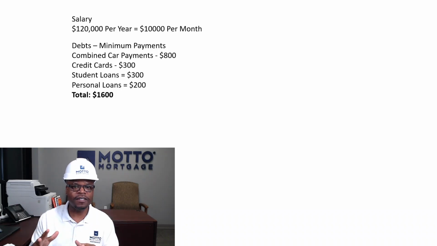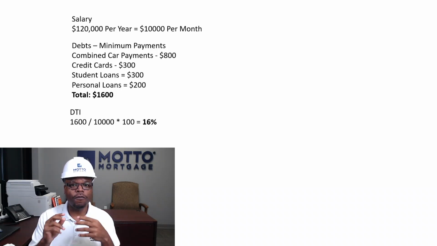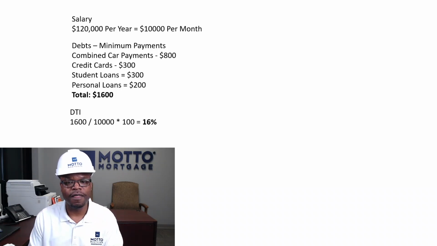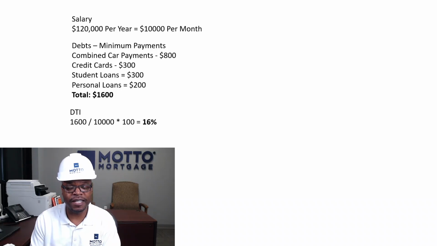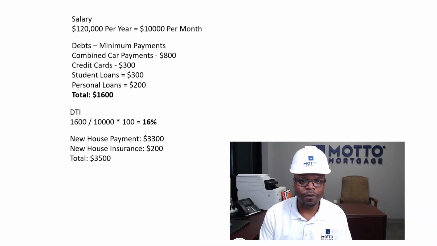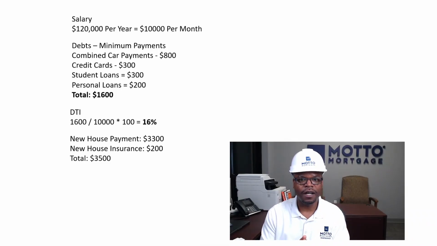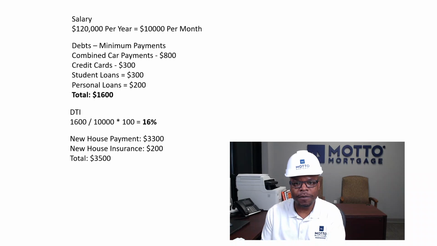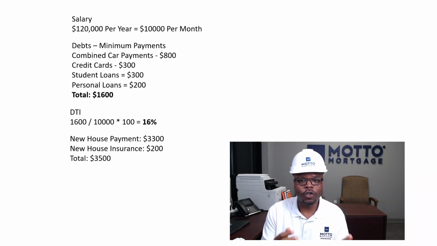So I've added all of these up for this particular exercise, and we have $1,600 a month in debts before we count the house. So for $1,600 a month, that particular DTI is 16%. That's just the bills without the house. And so now we see that the new house payment is going to be about $3,300. But we also have to count the insurance. So the house payment is like $3,300. The insurance is like $200. And so now we have a house payment of $3,500.